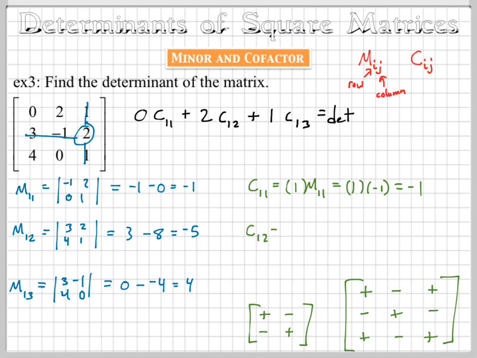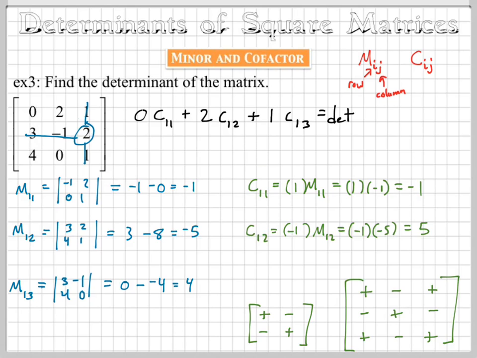So for this one, we're going to take the sign and multiply it times the minor from row 1, column 2, which is -5. What is the sign for row 1, column 2? Yes, that is negative. And so we're going to put a -1 right there, and that equals 5. So that's our cofactor for this guy right here.